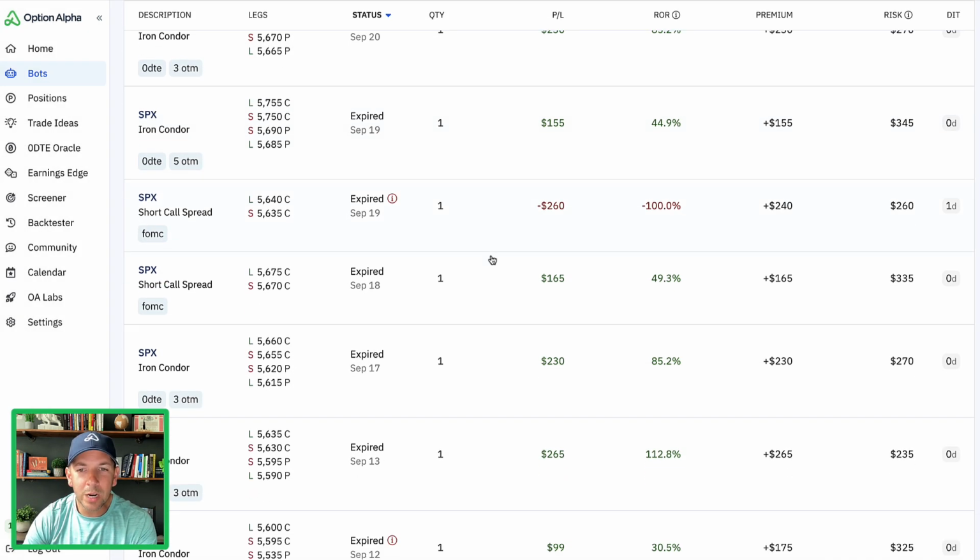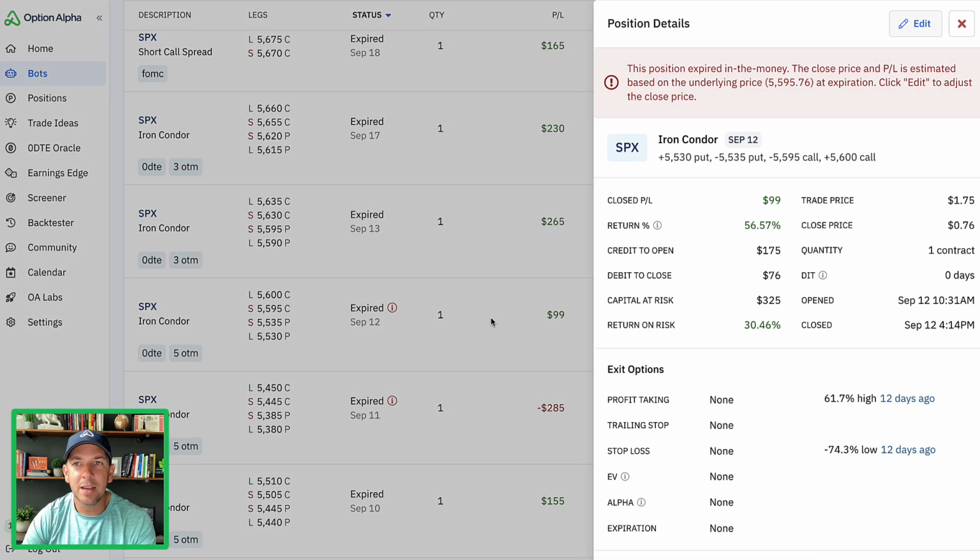But what I did have recently happen is I had a position that expired as a partial profit, partial loss, right? So here's what happened with this one. This was an SPX Iron Condor, and specifically if you look at the call side, I was trading the 5595, 5600 call spread. So it was only $5 wide, so literally a very small window that SPX essentially fell into at expiration. So at expiration at the end of that day, SPX closed at 5595.76. So literally 76 cents above my short call strike.